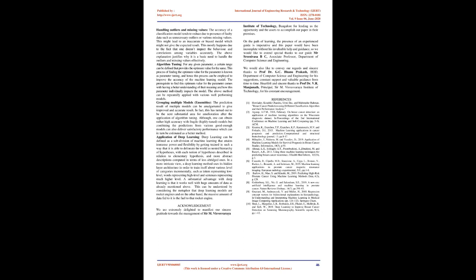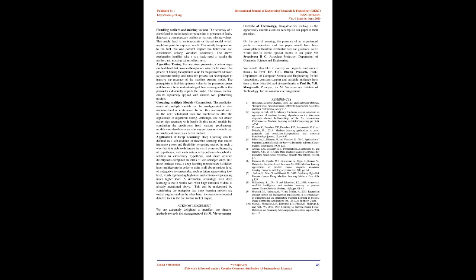Algorithm tuning. For any given parameter, a certain range can be defined that provides the optimum value for the same. This process of finding the optimum value for the parameter is known as parameter tuning, and hence this process can be employed to improve the accuracy of the machine learning model. The prerequisite to find this optimum value for the parameter comes with having a better understanding of their meaning and how each parameter individually impacts the model. The above method can be repeatedly applied with various well-performing models.